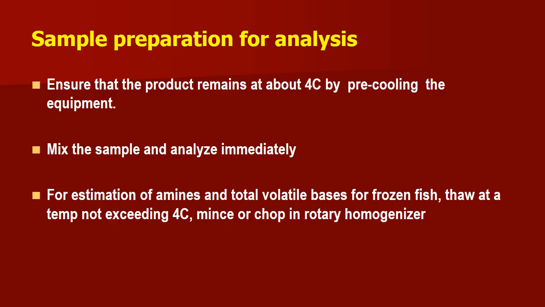Now briefly we will discuss the sample preparation for chemical analysis to measure the freshness or spoilage. Firstly, we should maintain the sample at about 4 degrees Celsius and also pre-cool the equipment used for sample preparation. Then mix the sample and analyze immediately. For estimation of amines or total volatile bases for frozen fish, first it should be thawed at around 4 degrees Celsius and later we can mince or chop it in a rotary homogenizer. For any sample it has to be uniform. So the frozen fish should be thawed at around 4 degrees Celsius, and when it is completely thawed we can chop or grind it in a rotary homogenizer.